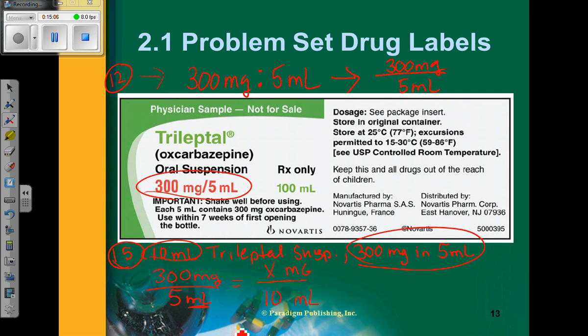So what we're going to do is our ratio proportion, and we're going to cross multiply, because I like to do it my way. I think it's just the easiest, simplest way. So 5 times x. Anything that you multiply x by always goes on the bottom. So it'd be 5x. 300 times 10 would be 3,000. So 3,000 divided by 5 is going to be 600. So you're going to have 600 milligrams in 10 milliliters.